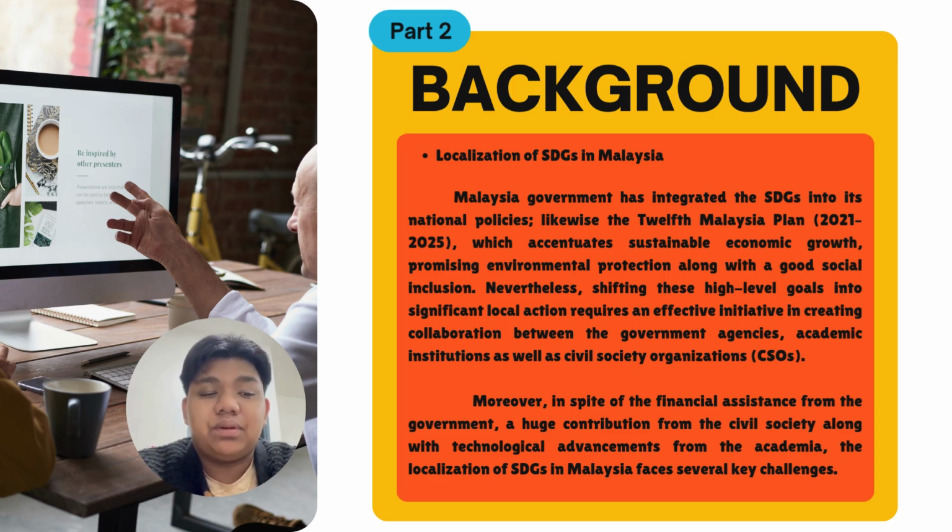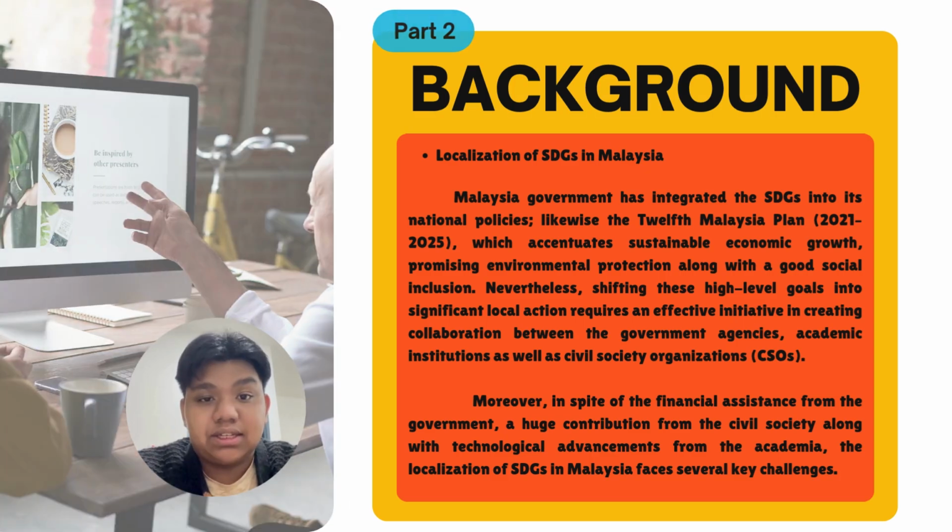Nevertheless, shifting these high-level goals into significant local action requires an effective initiative in creating collaboration between government agencies, academic institutions, as well as civil society organizations, CSOs. Moreover, in spite of the financial assistance from the government, a huge contribution from civil society, along with the technological advancements from academia, the localization of SDGs in Malaysia faces several key challenges.